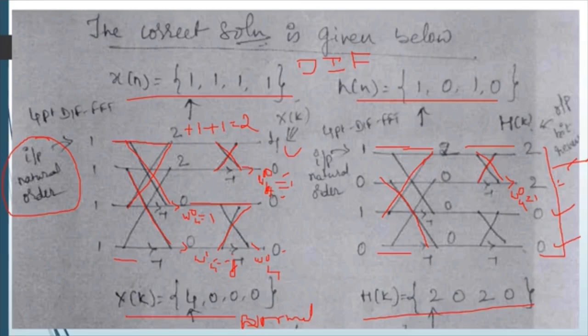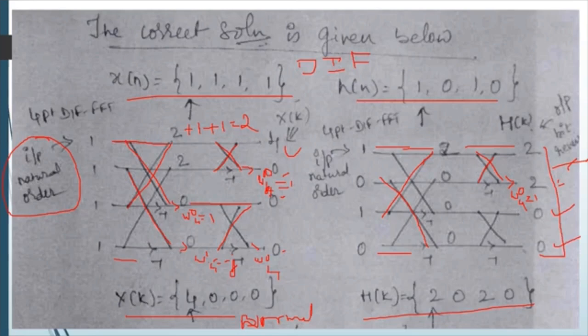Similarly, here omega 4 power 1. Omega 4 power 1 is equal to minus j. This one is traveling toward this particular point, and this one is multiplied with minus j. So 1 minus 1 into omega 4 power 0, 1 minus 1 is 0. 0 multiplied by anything is 0. We get the answer 0.